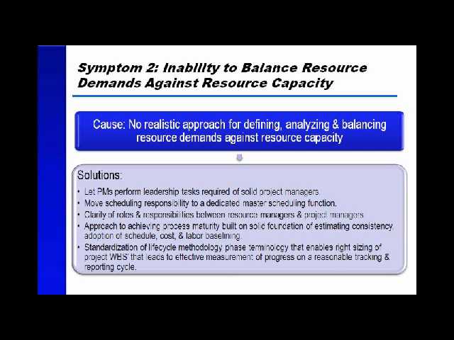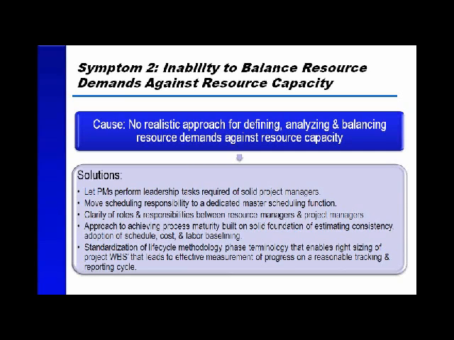For example, even if a project manager knows how to use Microsoft Project to state resource demands, one of the first questions is, how do we know the estimate is accurate? So how do we get some sort of consistency around the way we do task estimating? How do we adopt schedule cost and labor baselining?